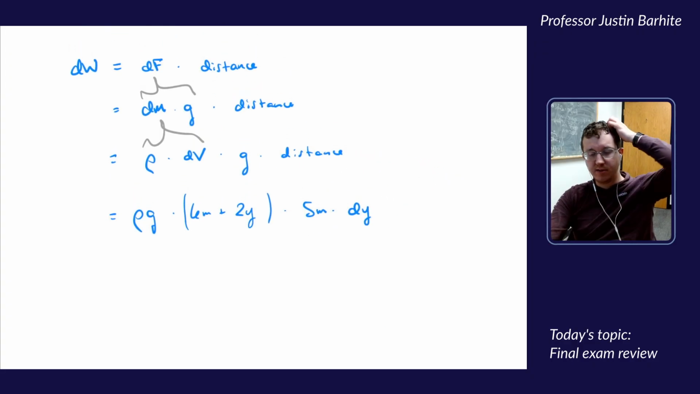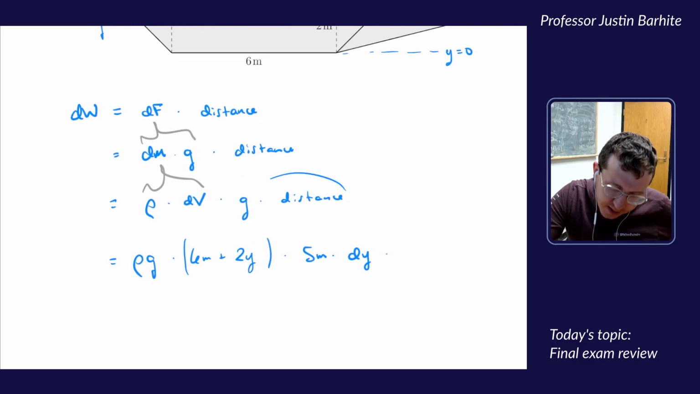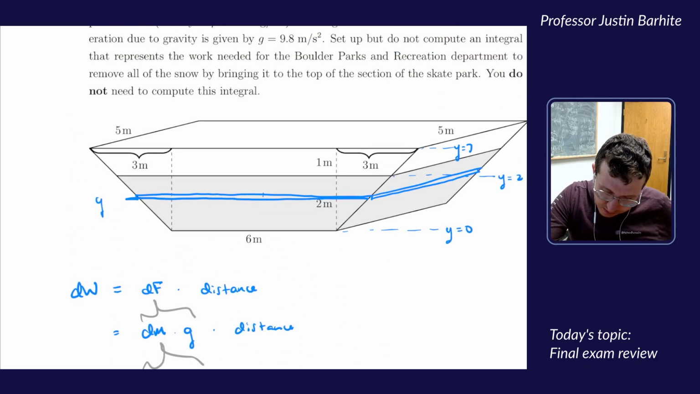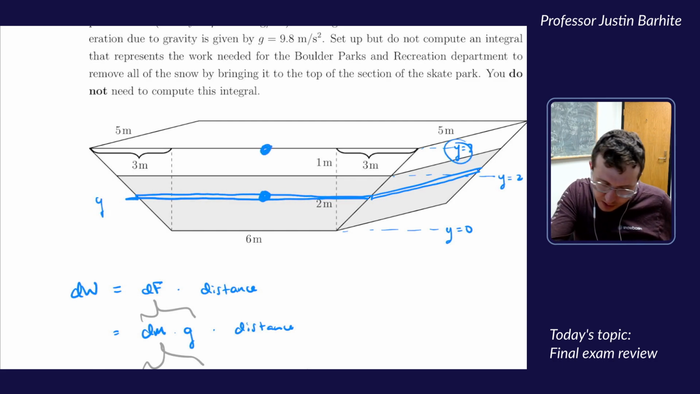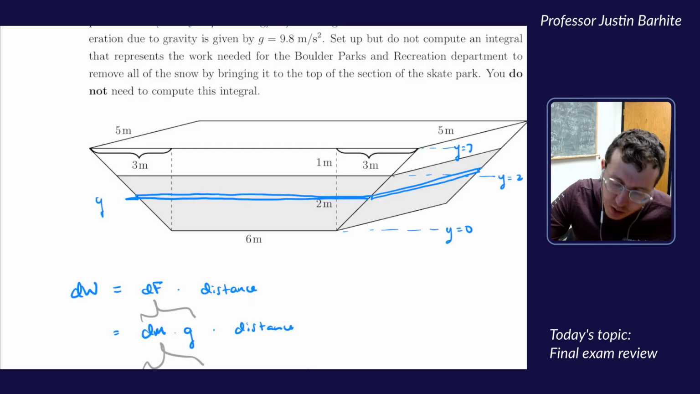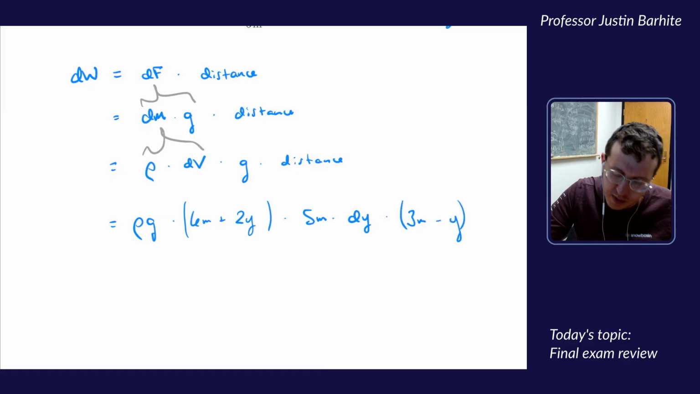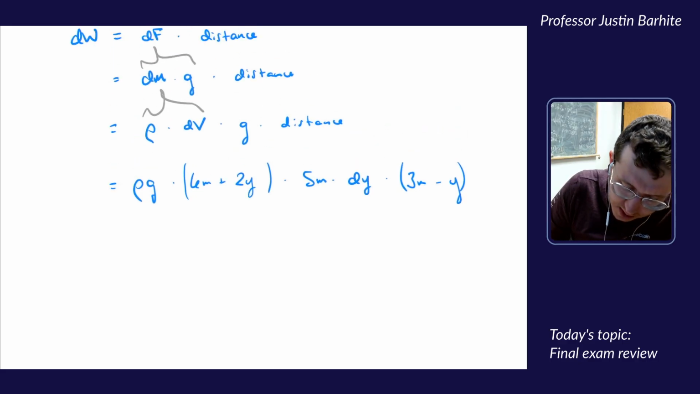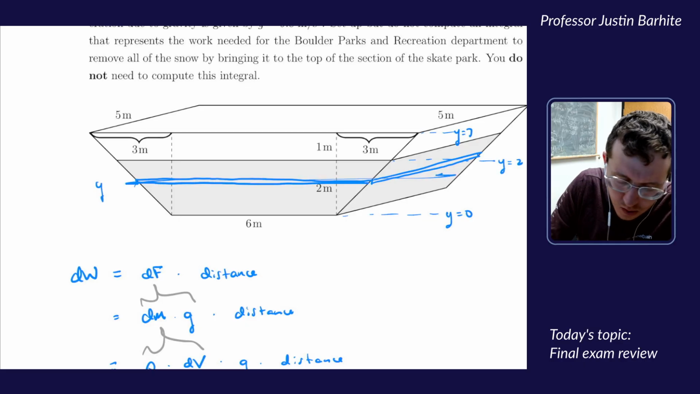So that's the work that it... Oh, wait. Sorry, I ignored the distance. The distance from this slab at a height of y up to the top of the skate park at a height of 3, the distance is going to be 3 minus y, or 3 meters minus y. So that is the work required to lift this one slab of snow up out of the skate park.